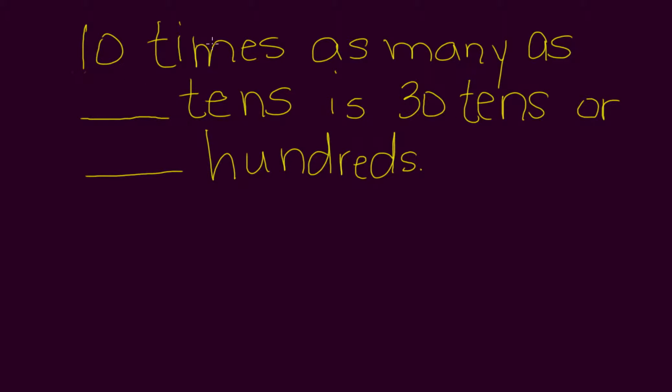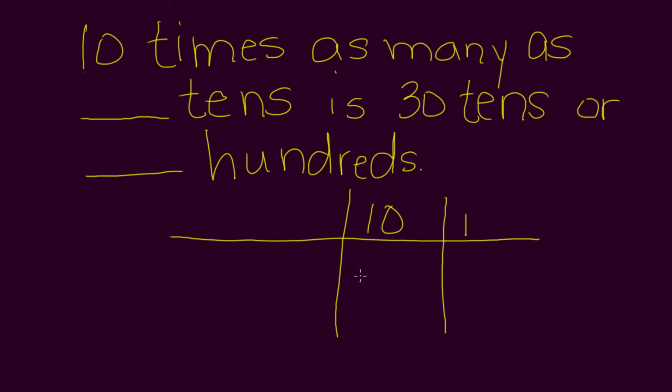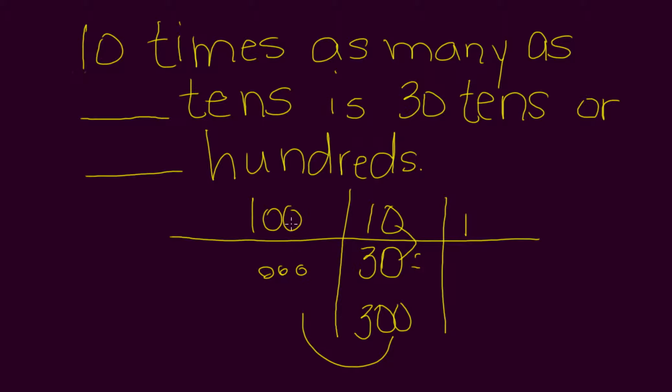All right, so 10 times what is going to give you 30 tens? Well, if you have your place value chart, here's your ones, here's your tens. If you have 30 of those here, 30 times 10, in other words, that would be 3 times 1, which is equal to 3, and then 2 zeros. So 300 would be this one, so it would be 300s, so that goes there, right?